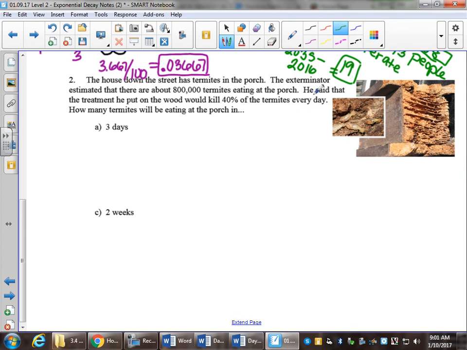So the exterminator said that the treatment he put on the wood would kill 40% of the termites every day. How many termites will be eating at the porch in... And we have 2 questions, 3 days and then 2 weeks. So as always, our first step is to define variables. Please look for per, each, or every, and you define variables on your own. What's x? What's f of x? Give it a shot. Define your variables and we'll compare.